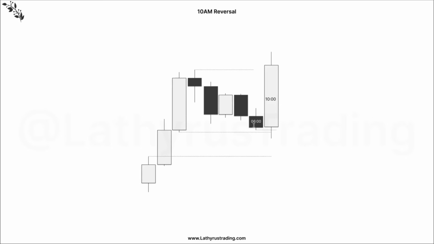Here we have a 10 a.m. reversal. As you see again, 6 a.m. kind of stalled, didn't do much. 10 a.m. was stayed. 10 a.m. then opens low, trades into this key level, puts in that reversal signature, and then expands away.